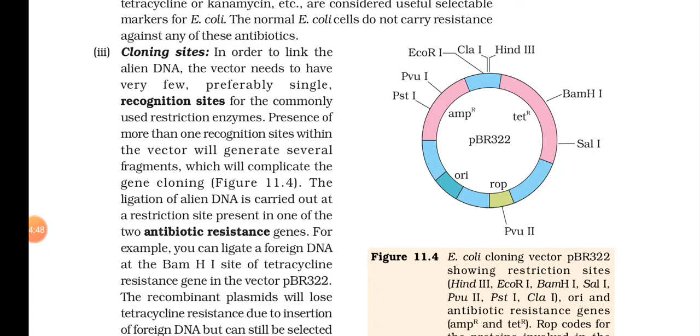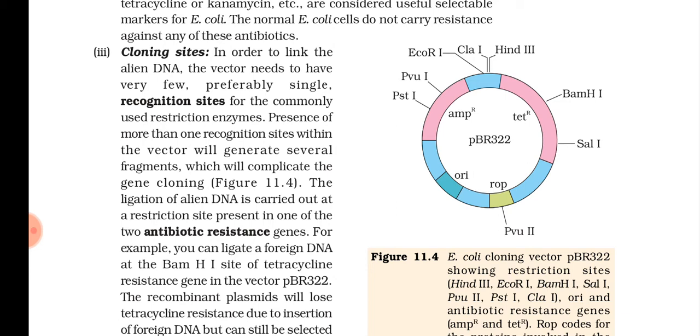The next thing that a particular vector needs to have is the recognition sites. What are they? Recognition sites for the commonly used restriction enzymes. We have studied that restriction enzymes work on palindromic sequences, isn't it? So the recognition site should be only one. In a particular vector, it is preferable that there is only one recognition site.